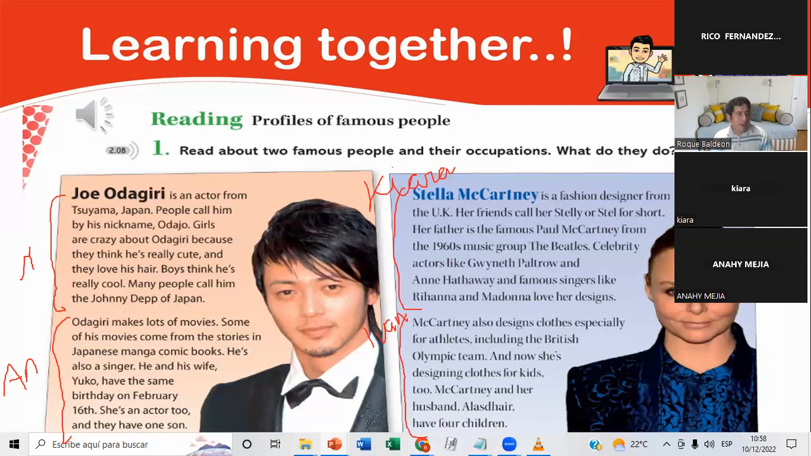Odagiri makes a lot of movies. Some of his movies come from these stories in Japan, manga, comic books. He's also a singer. He and his wife have the same birthday, February 16th, correct, 16th. She's an actor and singer. Excellent. Very good, awesome, Anaida.